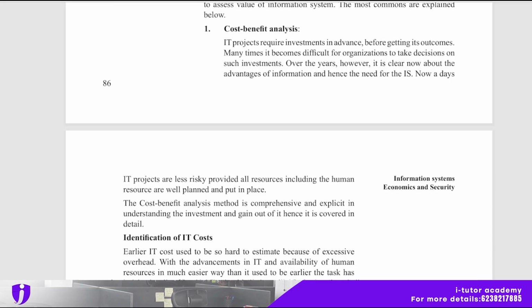IT projects require investment in advance before getting their outcomes. Many times it becomes difficult for an organization to take decisions on such investment over the years. However, it is clear now about the advantage of information, and hence the need for IT is there nowadays. IT projects are less risky provided all resources including the human resource are well planned and put in place.